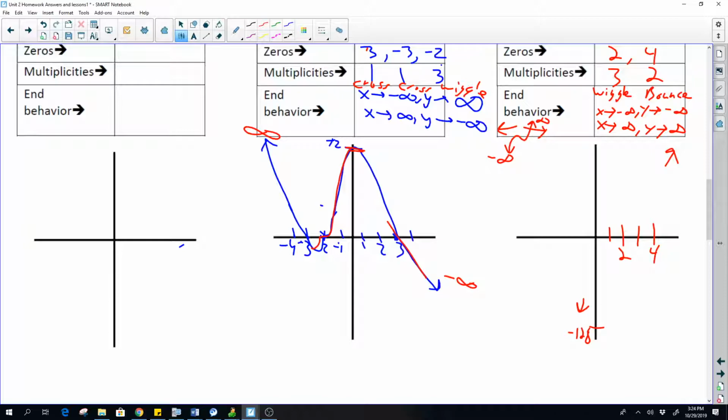Once we cross past that, then we'll carry on downward. As we're coming up from left to right, we hit negative 128. Then as we get to our x equals 2, we're going to wiggle through that. We come through it, wiggle, wiggle, then we come up. As we get to our 4, we have a multiplicity of 2, so we're going to bounce. Come up, bounce off the 4, and then go up forever. And that is how we do number 9.